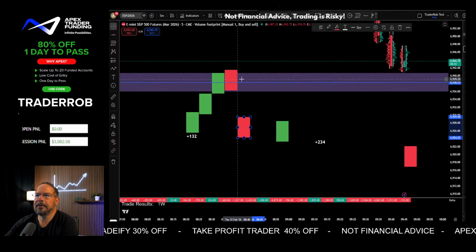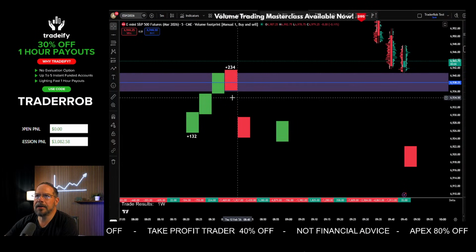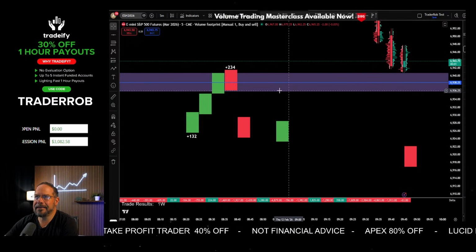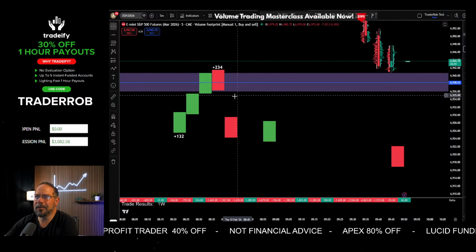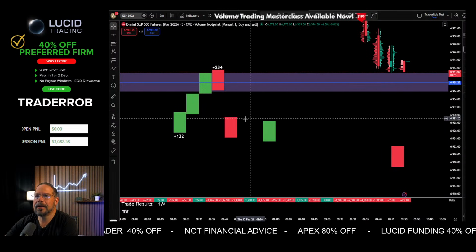So let's say that this is the confirmation right here. So we got positive delta, you get your red footprint. In this case, if I was trading the band, I would like to see this footprint maybe leave the band. If I'm trading the level, this would be a great setup.